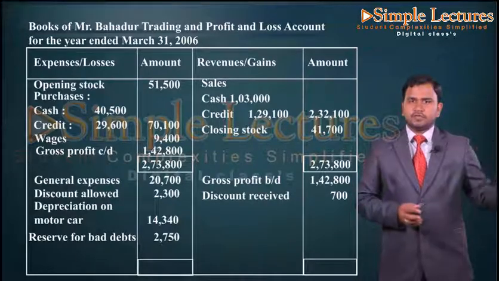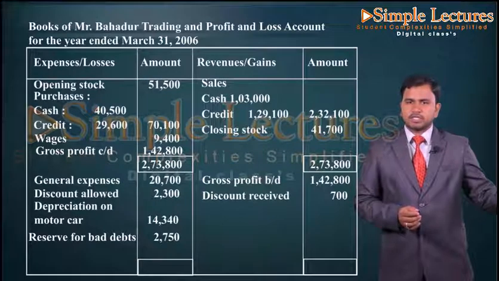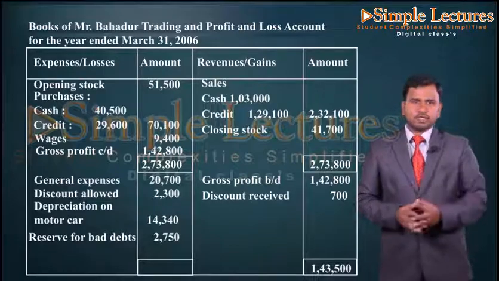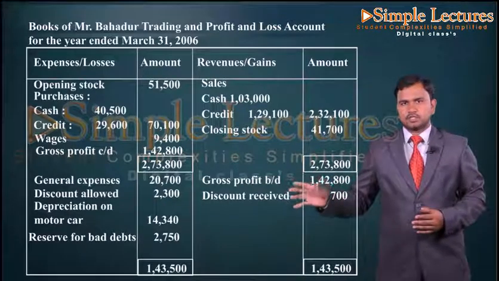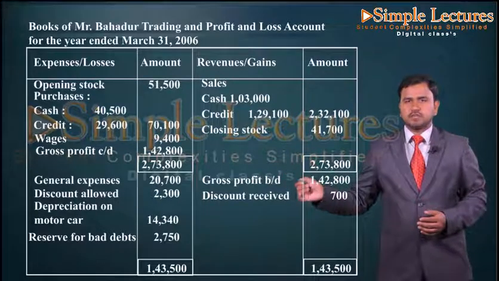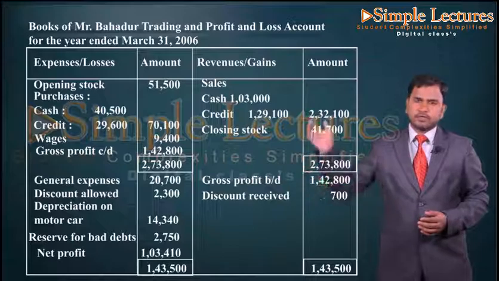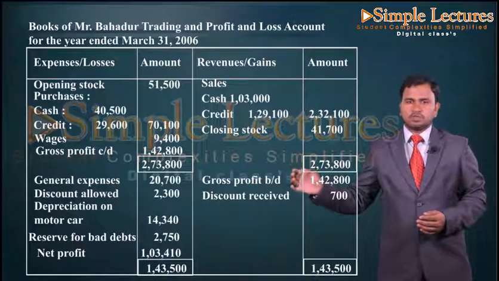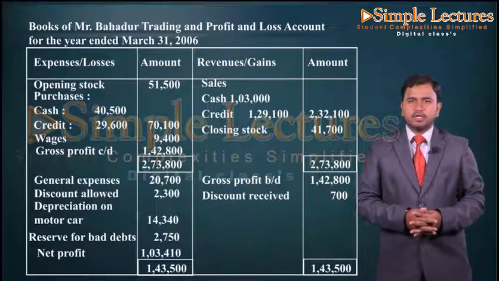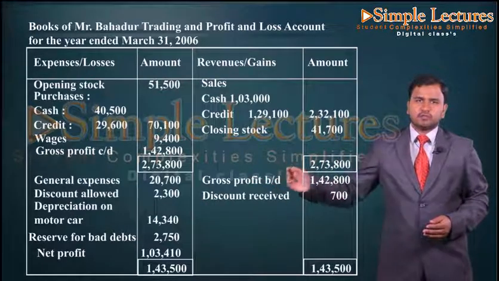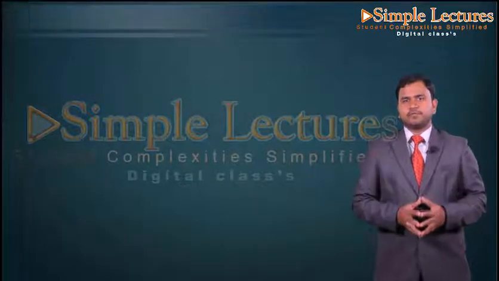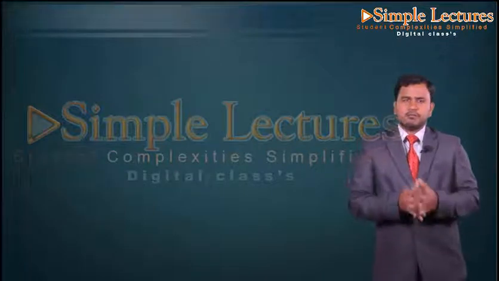So now we have excess total in the credit side, in the income side, which is 1,43,500. Same total we are going to write in the debit side, 1,43,500 less the payments or the expenditures what we have. The difference will be considered as net profit. So after deducting all the expenses or losses, the difference what we are getting is 1,03,410, which is nothing but net profit. So now we are done with the trading and profit and loss account, and we have to prepare the final statement, which is nothing but balance sheet.